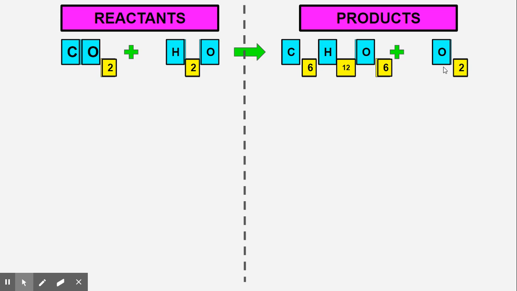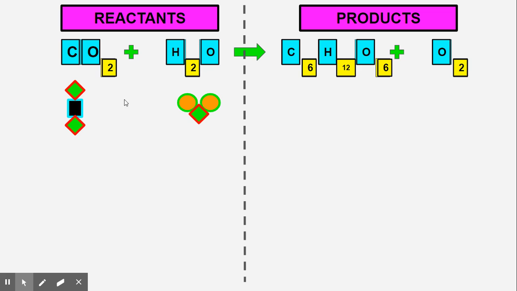So best way to do that, I'm not going to list the elements, I'm just going to model it. So right here, I have one molecule of carbon dioxide. Here's my carbon, and these are my 2 oxygens. And then here I have one molecule of H2O. So these are my 2 hydrogens, and this is my 1 oxygen.